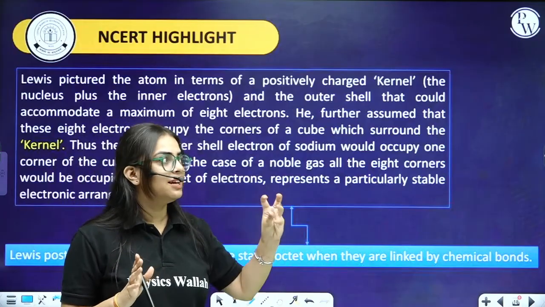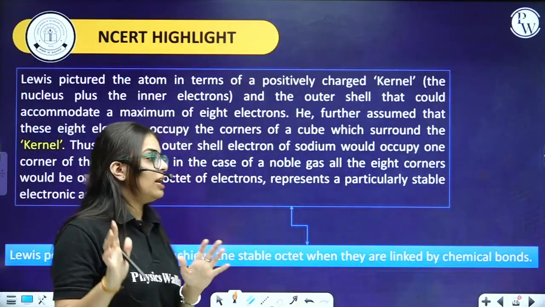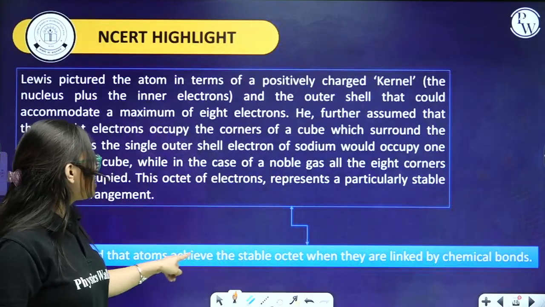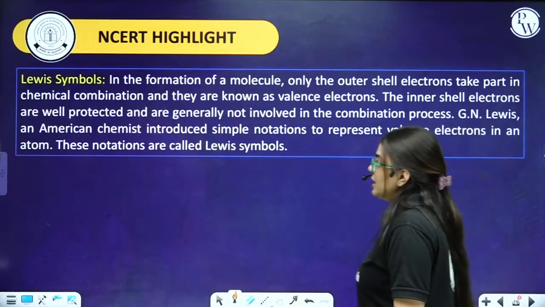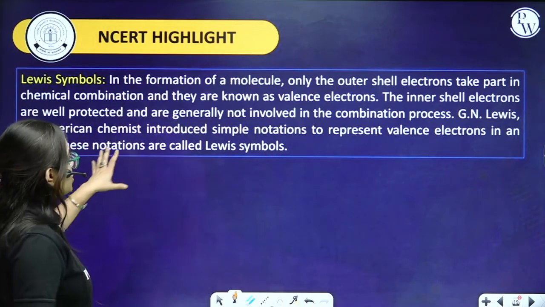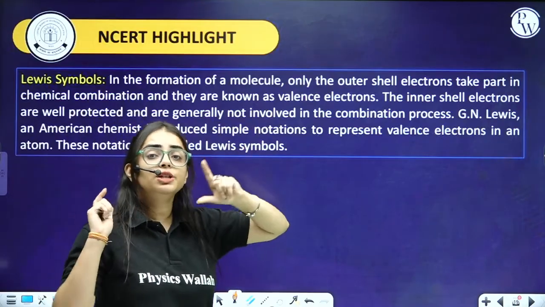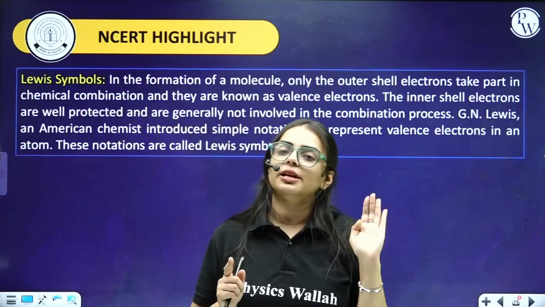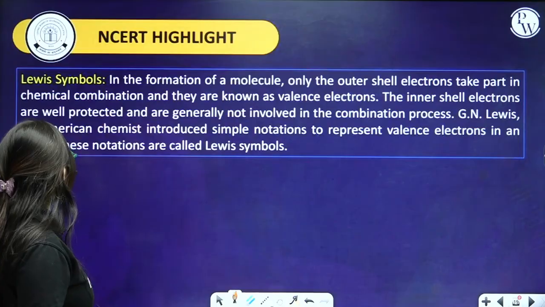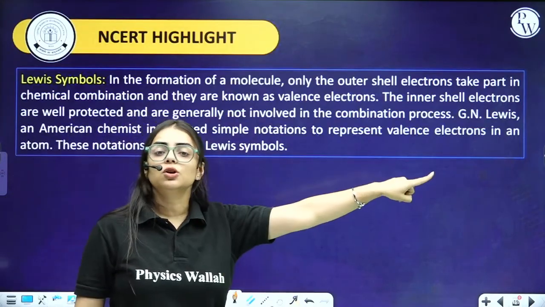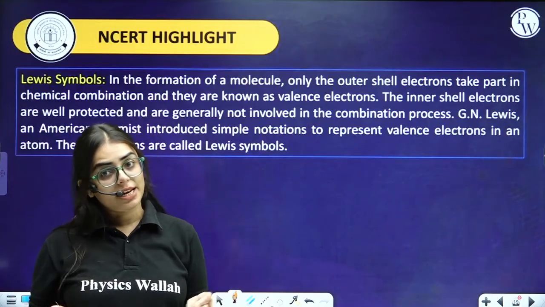Now, this octet of electrons represents a particular stable configuration. So the octet rule is basically the electronic configuration of group number 18 elements, that is the stable electronic configuration. Lewis postulated that atoms achieve the stable octet when they are linked by chemical bonds. One more thing about Lewis symbols: in the formation of a molecule, only the outer shell electrons take part in the chemical combination. That means whenever you are forming a chemical bond, only the valence shell electrons will form the bond. These are known as valence electrons. The inner shell electrons are well protected and are generally not involved in the combination process. So inner shell electrons are not represented because they don't form any bond. The outermost shell electrons will create the bond.